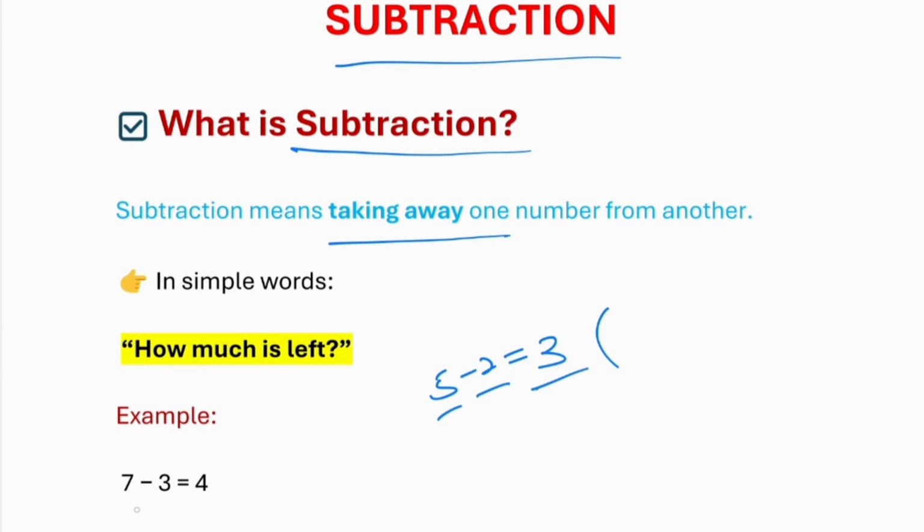Another example, 7 minus 3 is equal to 4. Here we take away 3 from 7 and 4 is left.